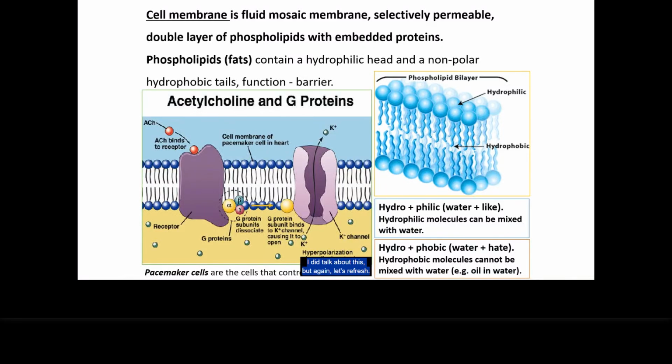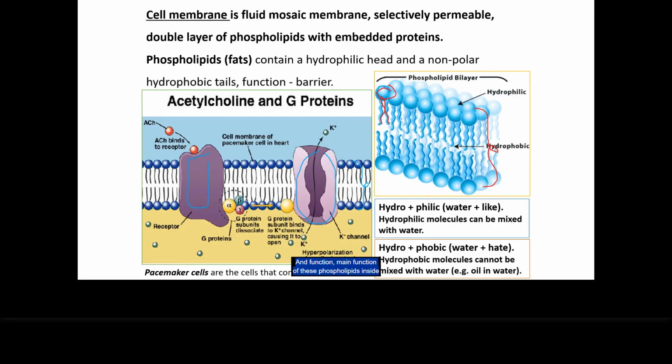Cell membrane. We already talked about this, but again, let's refresh. It is a fluid mosaic membrane. It's selectively permeable. Its main components are a double layer of phospholipids, and we have proteins embedded inside of this membrane. So phospholipids, or lipids, fats, contain hydrophilic heads and hydrophobic tails, and they organize in a bilayer, yes?